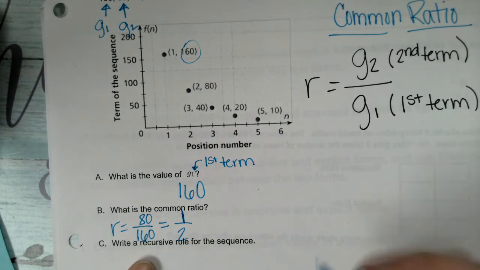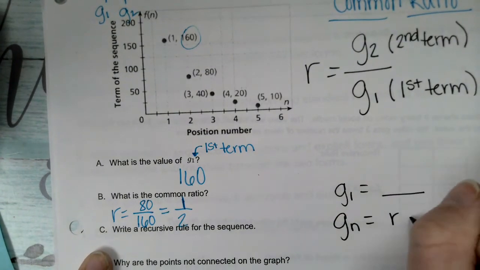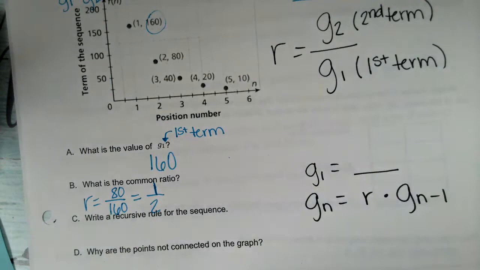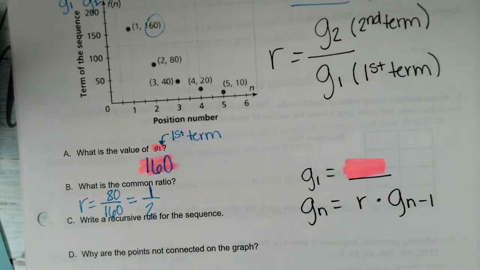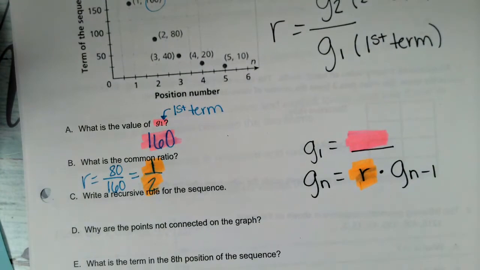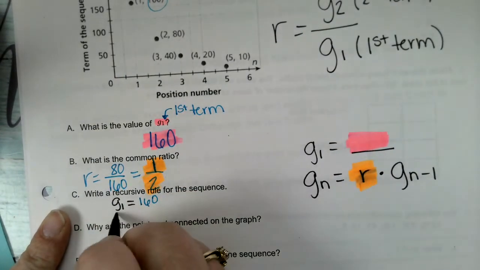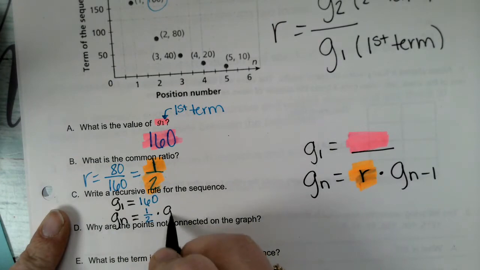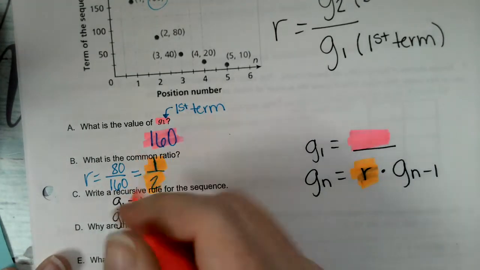Now to write the recursive rule for the sequence, remember that recursive rule was G1 is equal to a number, and then it was G sub n equals R times G sub n minus 1. And we just have to fill in these two spaces with whatever it was from the beginning. So my G1 was 160. That's what's going to go right here. My common ratio was 1/2. And that's what's going to go in my R place. So as I write this out, I have G1 is equal to 160. G sub n is equal to my common ratio as 1/2 times G sub n minus 1. So hopefully you can see with my highlighting exactly where everything is coming from.